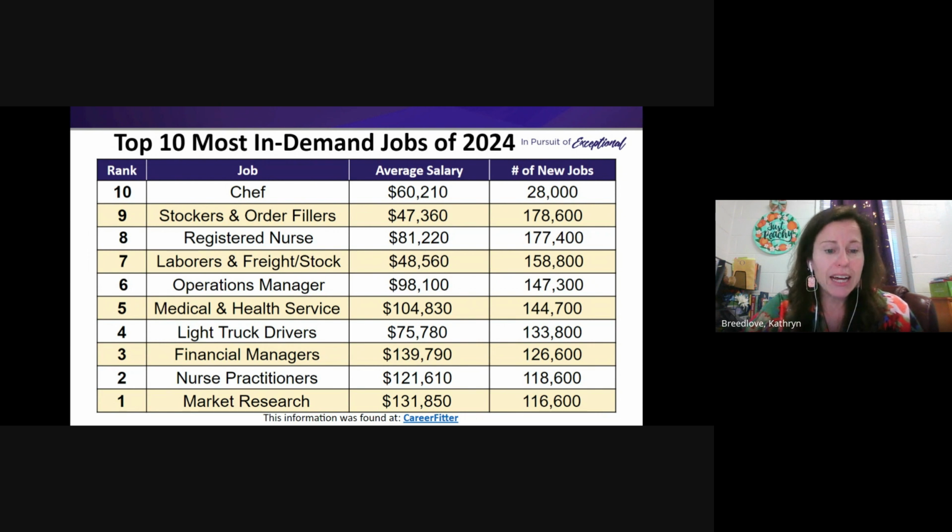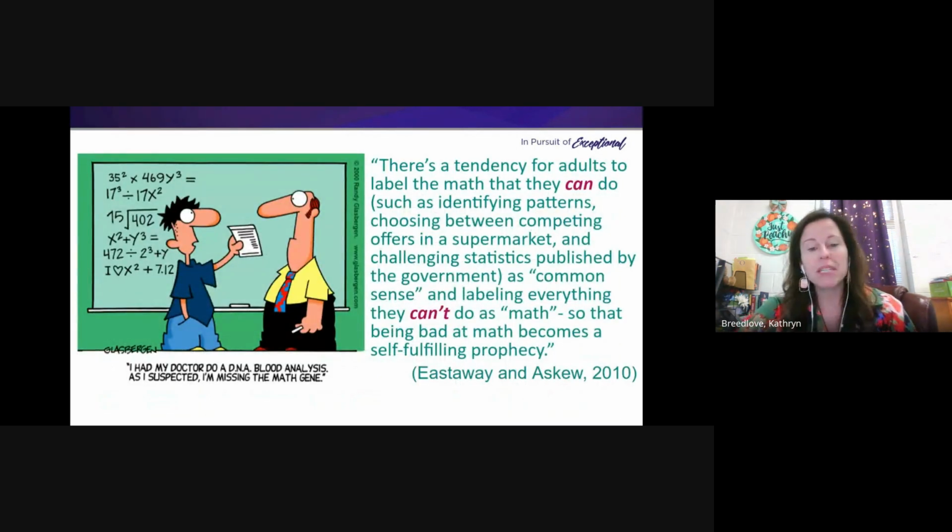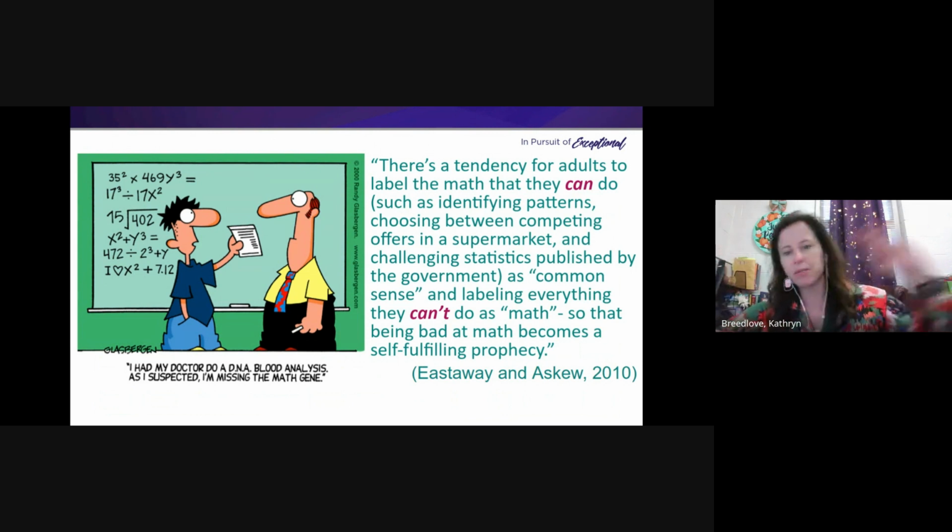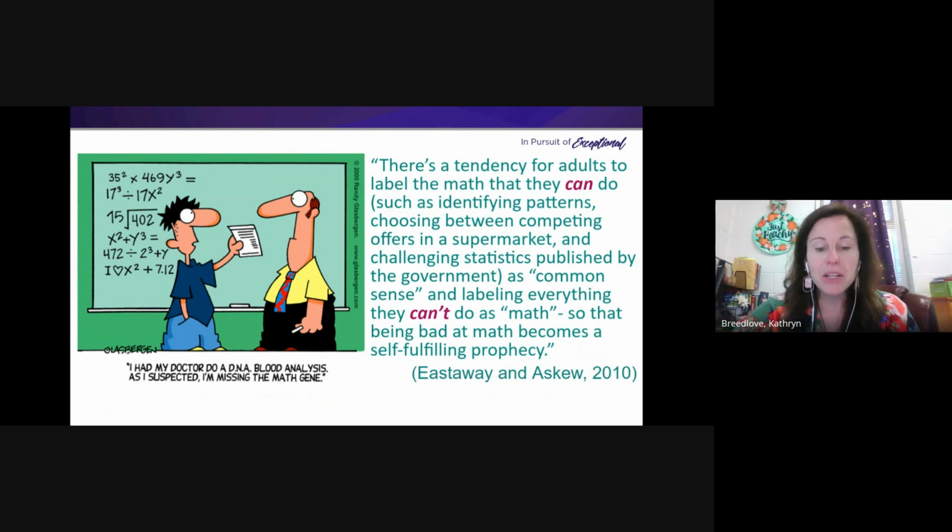So let's look at this quote. Means so much to me. There's a tendency, this is from Eastaway and Askew, there's a tendency for adults to label the math that they can do, such as identifying patterns, choosing between competing offers in a supermarket, and challenging statistics published by the government, as common sense. So as an adult, typically we disregard all that stuff and label everything that we can't do as math, so that being bad at math becomes a self-fulfilling prophecy.